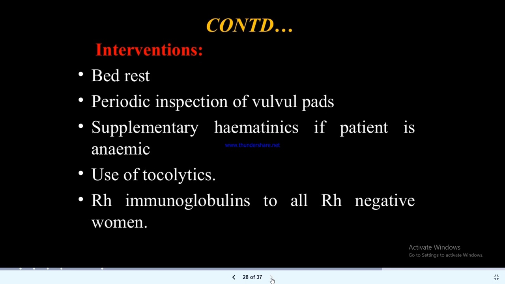Now this tocolysis is controversial. One school of thought is that tocolysis causes relaxation of the uterus and it causes further bleeding. So we have to decide according to the situation. Next is the Rh immunoglobulin to all Rh negative mothers. It should be given.